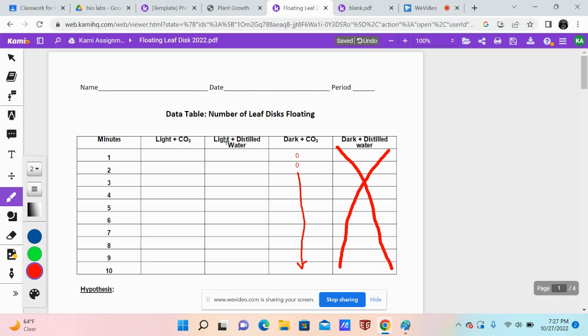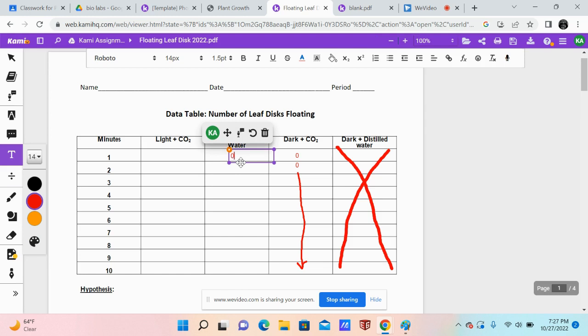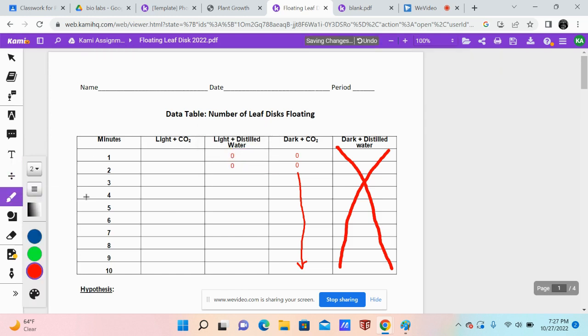Now, in this one, we had light, but we didn't have CO2. So we had light, but no CO2 in the water because distilled water doesn't have CO2. And once again, we left it there all class. After 1 minute, there was 0. After 2 minutes, none were floating. After the whole class, none were floating. So once again, after 10 minutes, none of them were floating. So we're just going to draw an arrow.